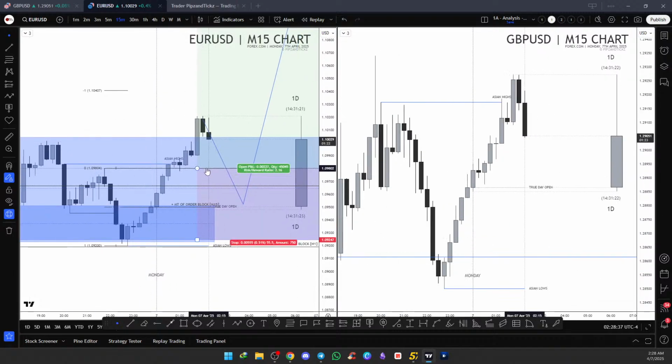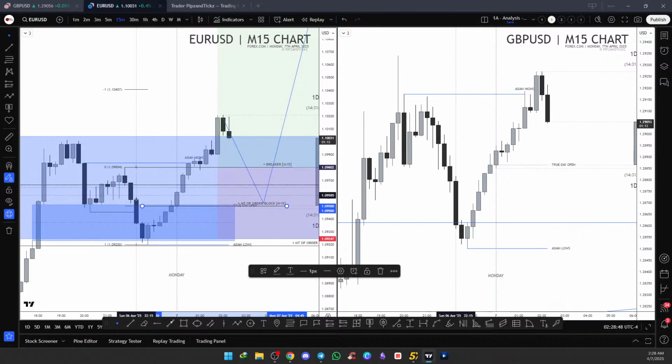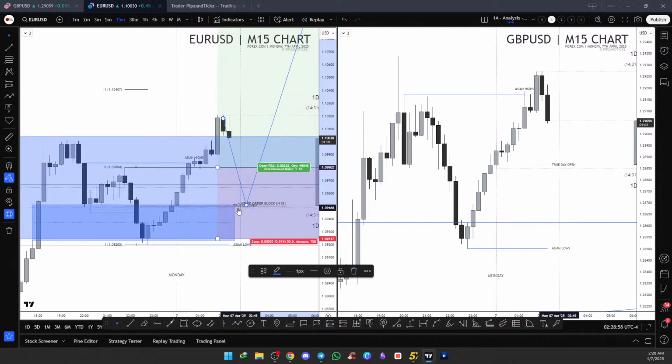I'll be taking an entry when price taps into this breaker right here. But if I see price going down and closing below the main threshold level of this M15 order block, then I'll be exiting my longs. I am expecting price to tap into this main threshold because this aligns with the true day open, but I'm not expecting price to close below this true day open, because that will be an invalidation for the long expectation that we have here. As long as we want to look for longs, we want to see price not closing below the true day open. That is an invalidation for longs.